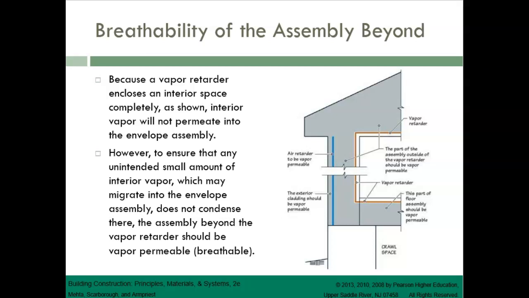Because a vapor retarder encloses an interior space completely, as shown, interior vapor will not permeate into the envelope assembly. However, to ensure any unintended small amount of interior vapor which may migrate into the envelope assembly does not condense there, an assembly beyond the vapor retarder should be vapor permeable. So if by chance vapor does penetrate the vapor barrier, that exterior assembly should be able to breathe.